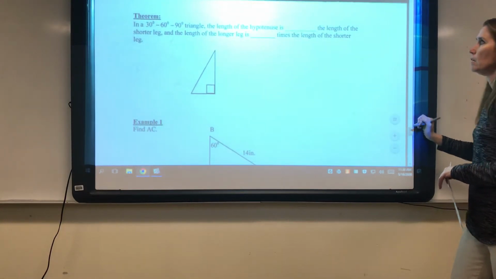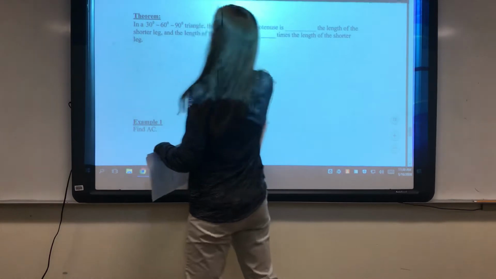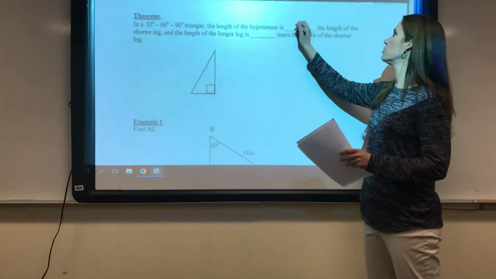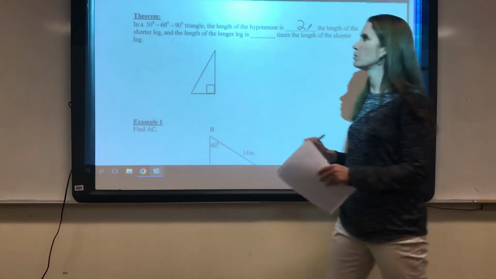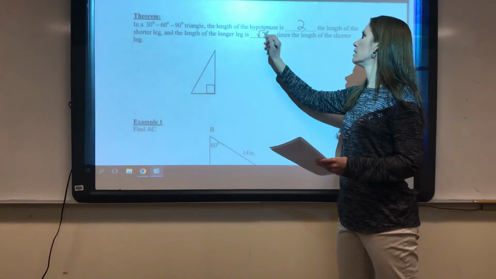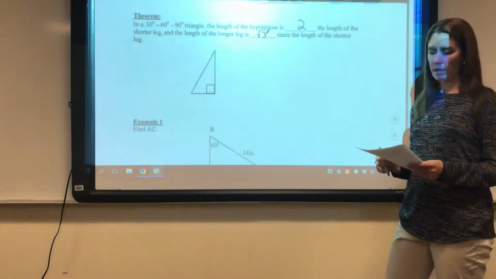Okay. So if we look at this, the theorem says in a 30, 60, 90 triangle, the length of the hypotenuse is 2 times the length of the shorter leg, and the length of the longer leg is square root of 3 times the length of the shorter leg.